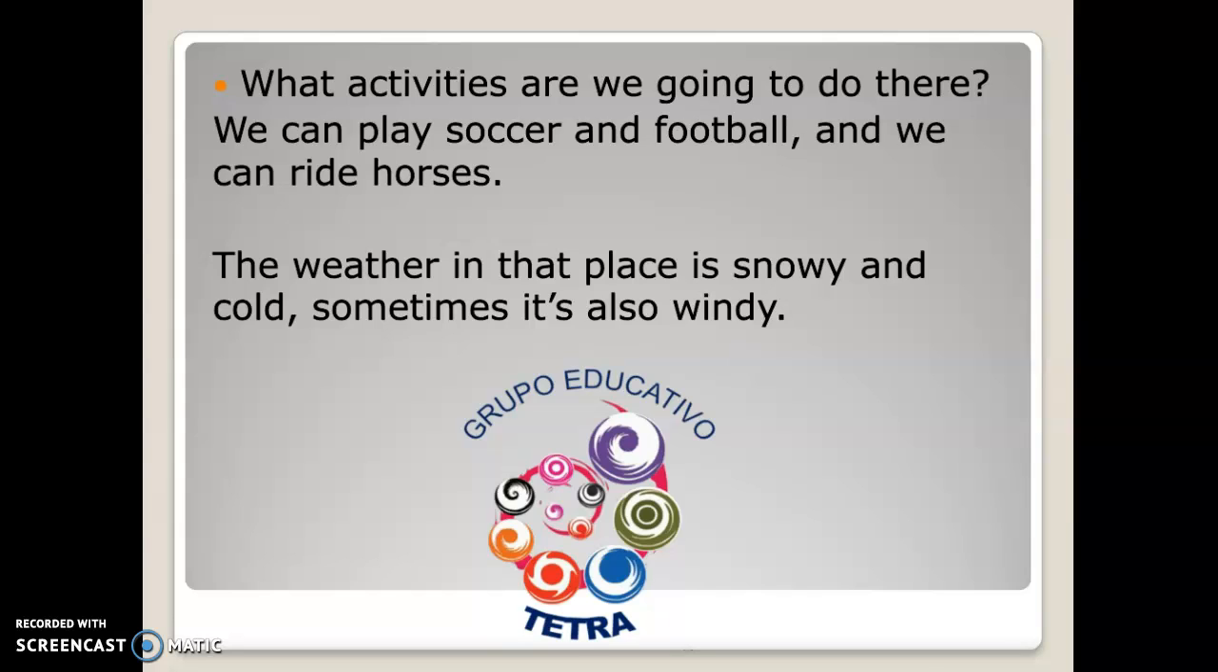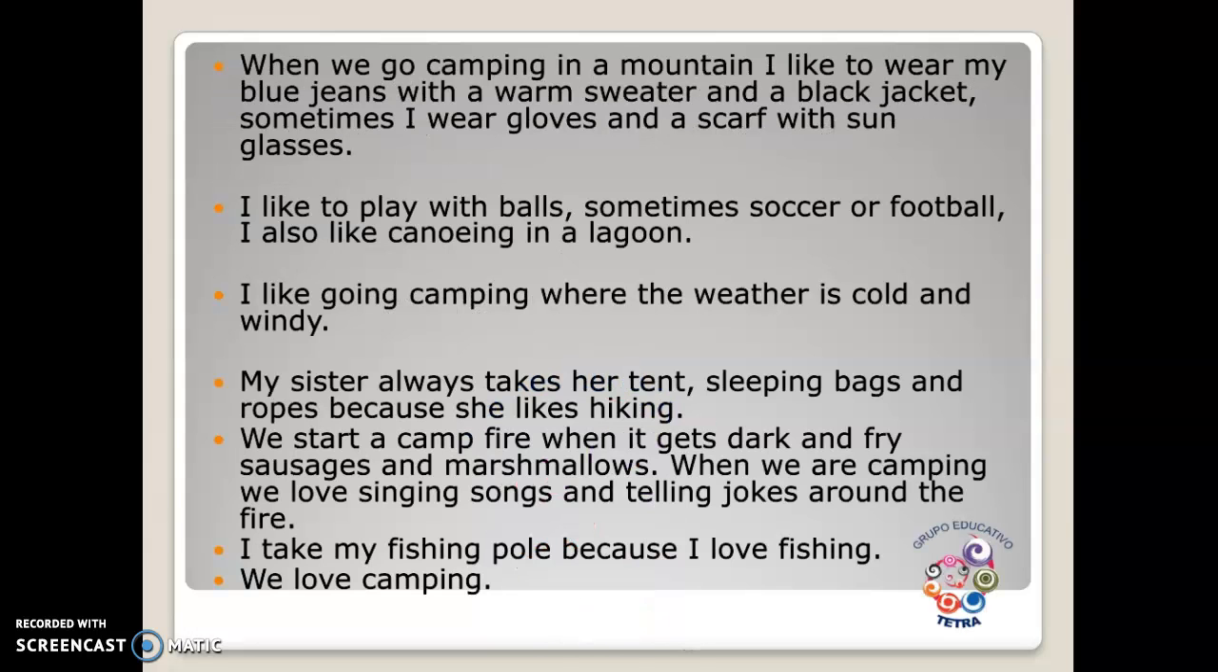Now we are going to read a text, and this is something like a very short story. So pay attention to the way it is written, because you will have to write one when we finish.